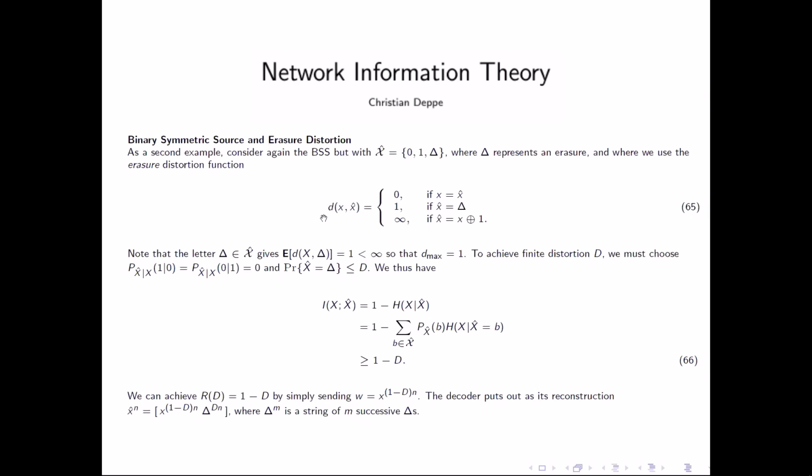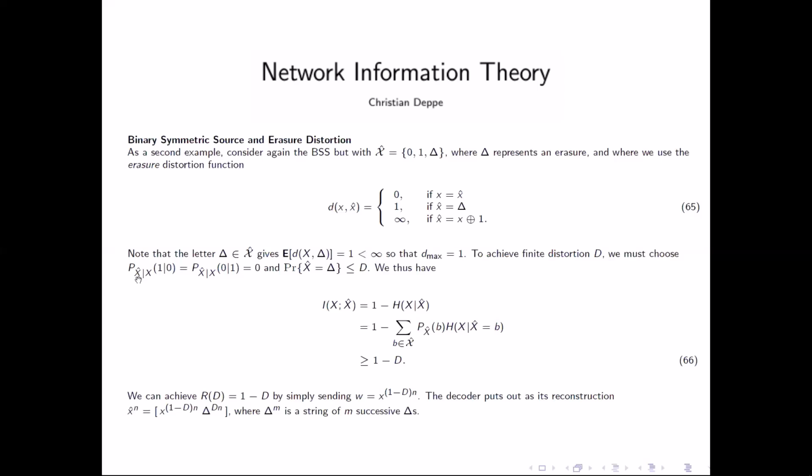So the distortion is equal to 0 if the two symbols are the same. It's equal to 1 if the x hat is equal to delta, and otherwise it's infinity. Of course, we want to achieve a finite distortion. Therefore, we have to choose the probabilities that we receive 1 if 0 is sent, and that we receive 0 if 1 is sent, equal to 0, because otherwise we will get infinite distortion. And we have to choose the probability that x hat is equal to delta smaller or equal to d.